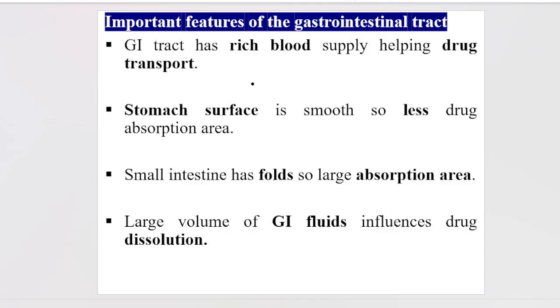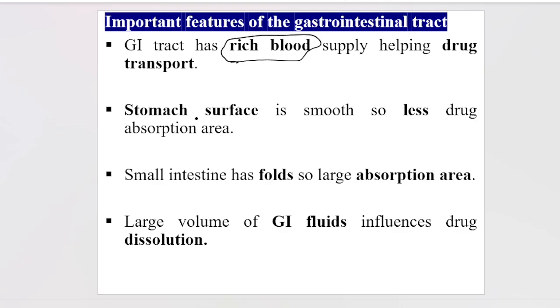The GIT is one of the regions that is supplied with plenty of blood. There is a lot of drug that is available. So the drug that is absorbed here is carried to the liver, and this is because of the blood supply; it is one of the richest areas where there is blood supply.